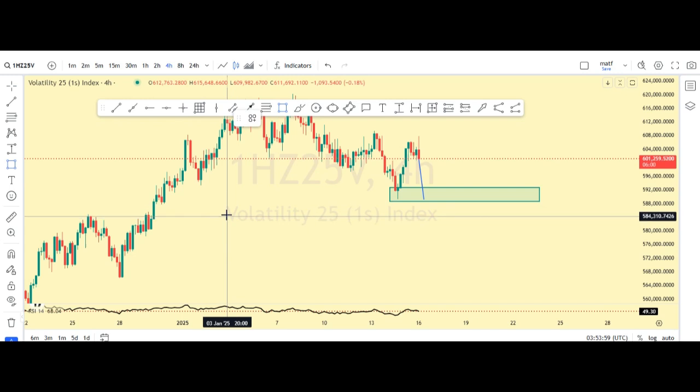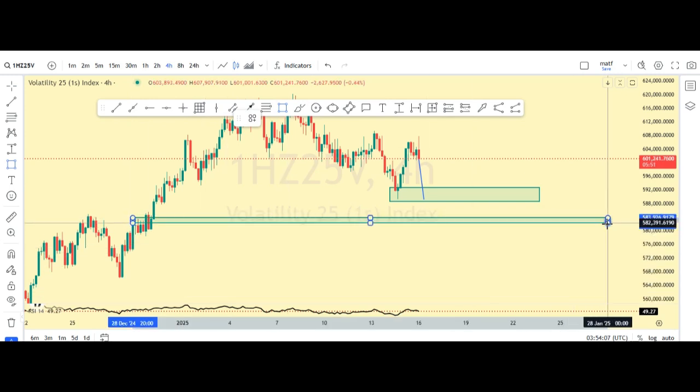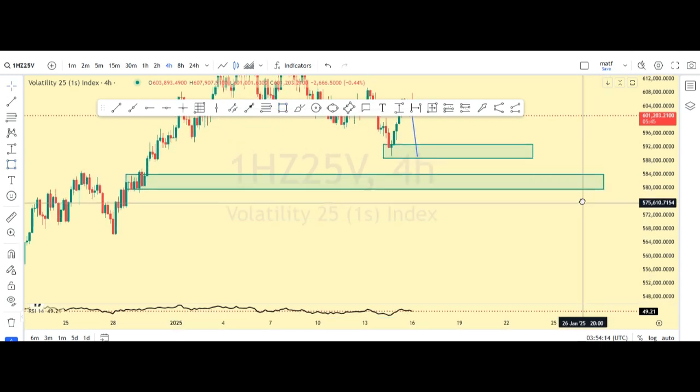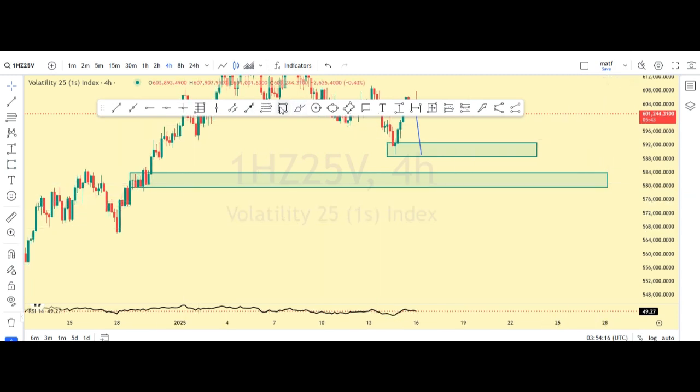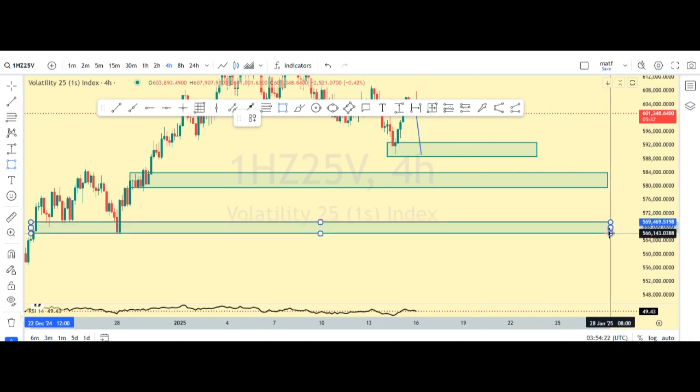So I'll still do around this level now. My take profit will be around this level. I'll still do a recap on that. This will be my second take profit, and my final TP will be in these lows. This is my final take profit. This is where I'll be targeting.